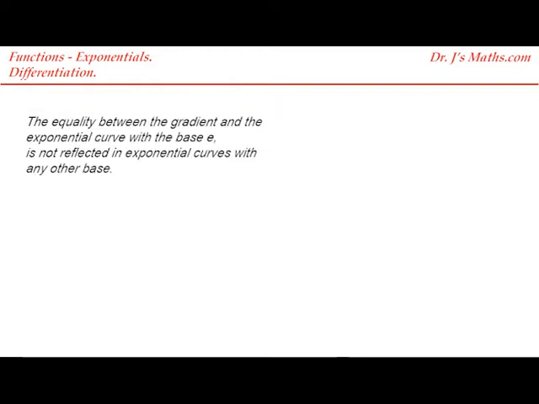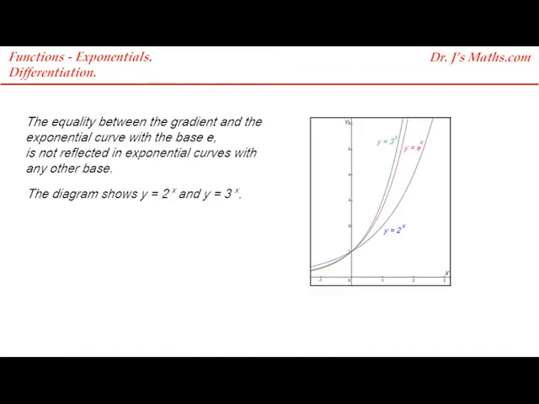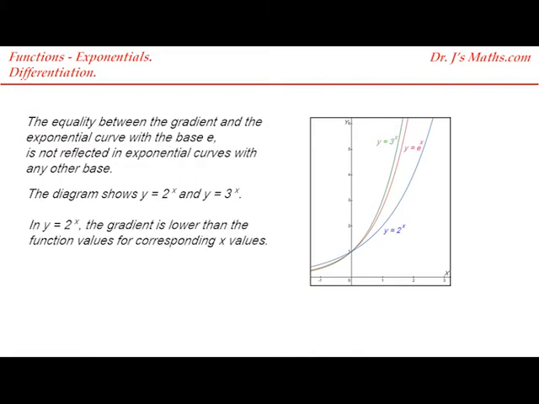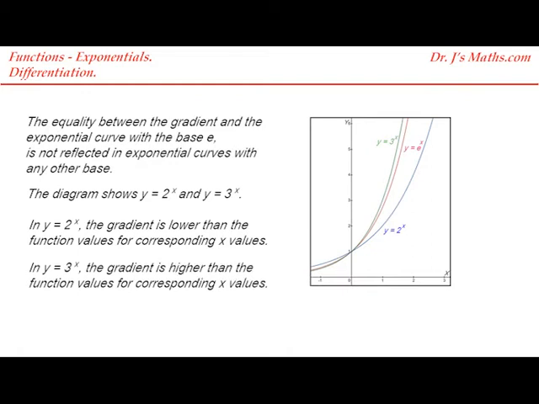This equality between the gradient and the exponential curve with the base of e is not reflected in exponential curves with any other base. The diagram here shows that y is equal to 2 to the x and y equals 3 to the x. In y equals 2 to the x, the gradient is lower than the function values for corresponding x values. In y equals 3 to the x, the gradient is higher than the function values for corresponding x values.